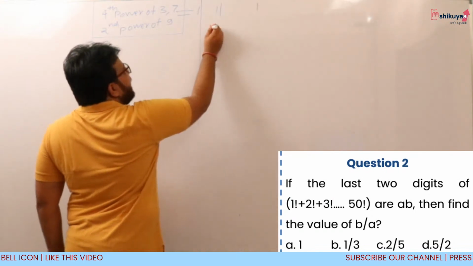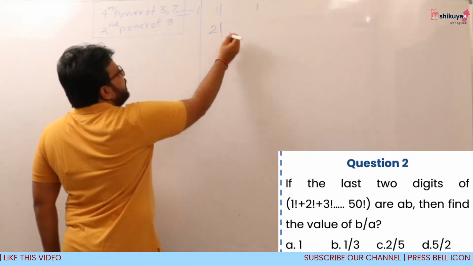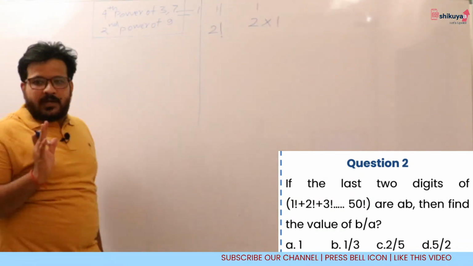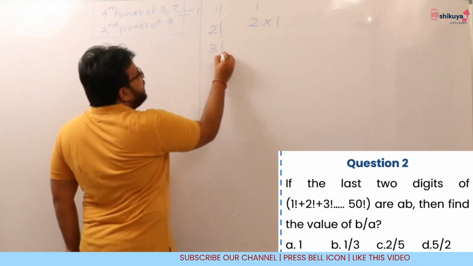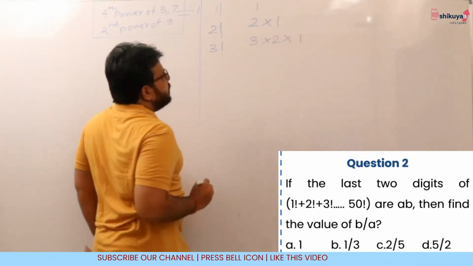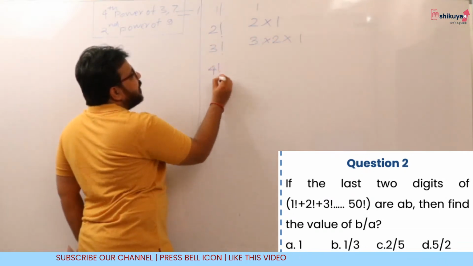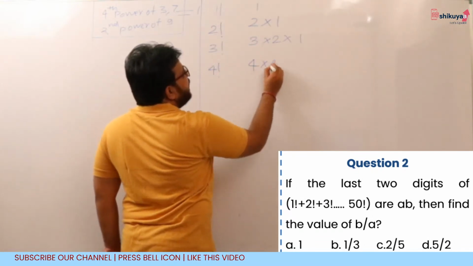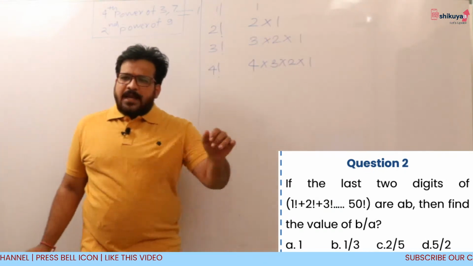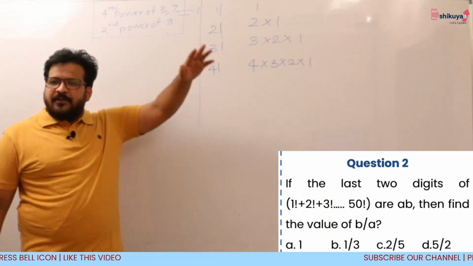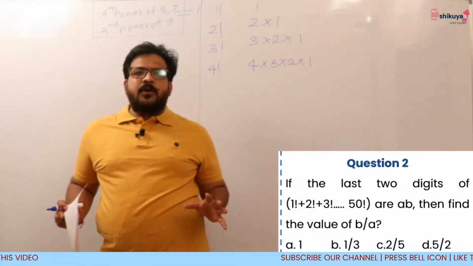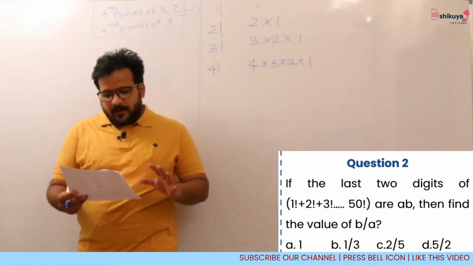So when I write 2 factorial, the pattern is 2 into 1. Am I right? 2 factorial is 2 into 1. Now 3 factorial is 3 into 2 into 1. Now 4 factorial is 4 into 3 into 2 into 1. Don't worry, I'm not going to write everything. I'm not going to solve this problem till 50 factorial. Don't worry. I'm going to tell you a very simple technique, so that everybody of us will be able to solve this problem in a very, very proper way.